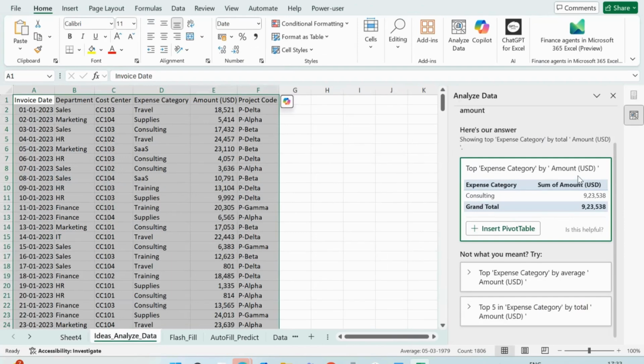So you can just look at this feature as your on-demand analyst, where you can put up questions and get your answers. This feature is really helpful when you have just imported your data out of your system, and you want a quick sense of what is happening.